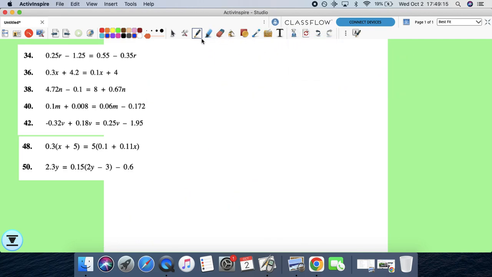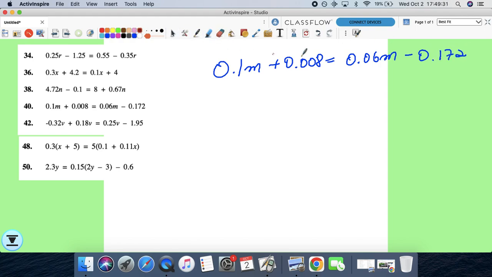40. Oh, all the excitement here. 0.1m plus 0.008 equals 0.06m minus 0.172. Okay, so now we look for the number, coefficient, or constant with the most decimal places. And that is, well, either this one or this one. It has 3 decimal places. So the highest number of decimal places is 3.